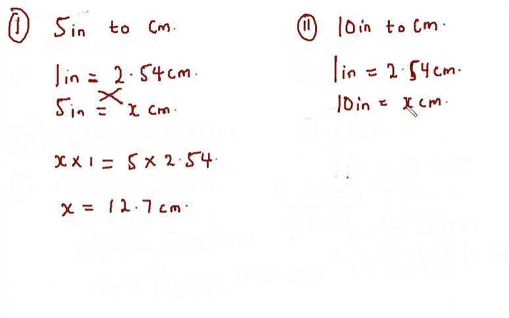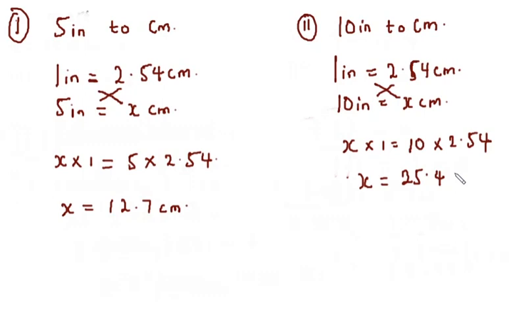To find x centimeters, we need to cross multiply. So cross multiplying, 1 times x is x times 1, which is equal to 10 times 2.54. So x is now equal to 10 times 2.54, which is 25.4 centimeters.